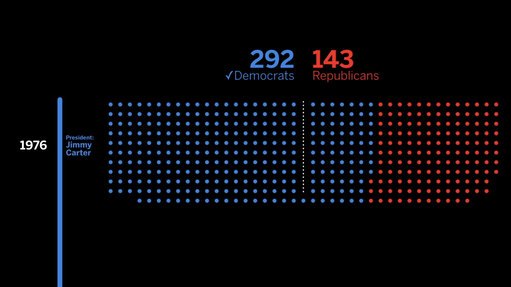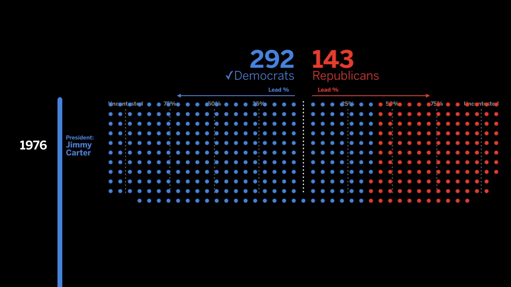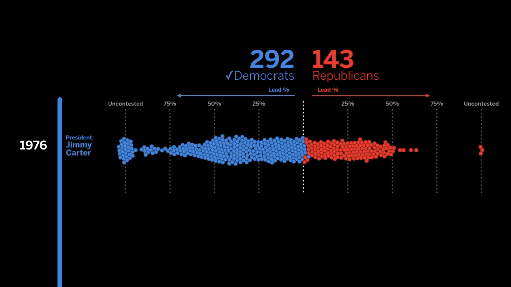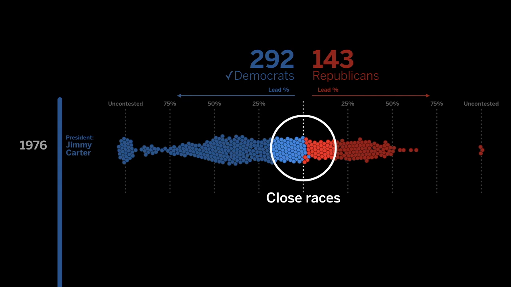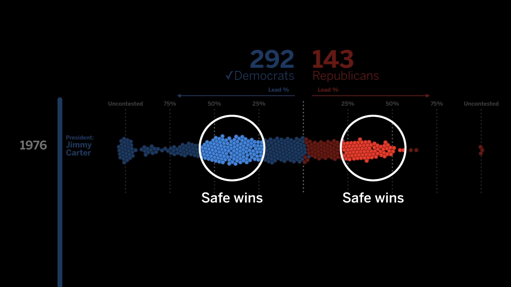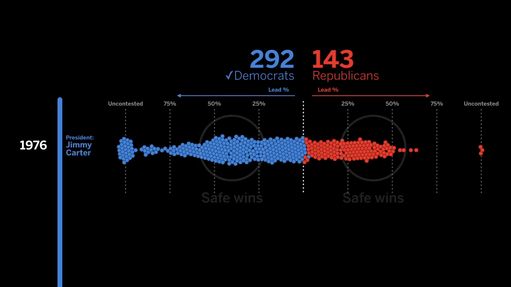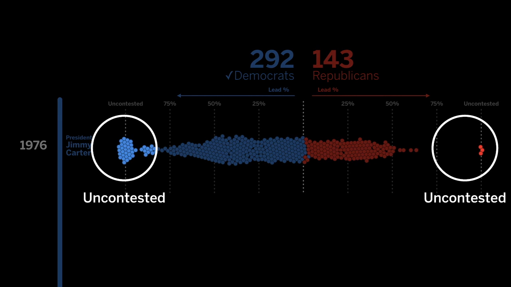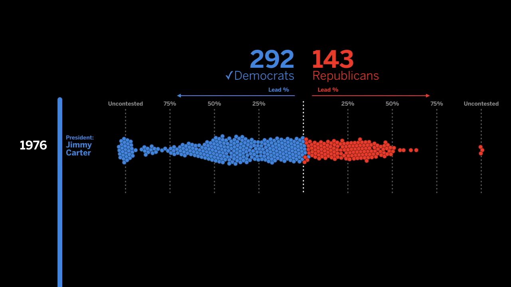But there's another way to view this data to learn more. I call this the margin of victory chart. In the middle are seats that were decided by a few percentage points. Further out are seats that were decided by more, maybe 25% wins, and then all the way on the edge are uncontested races where maybe there was only one candidate running.